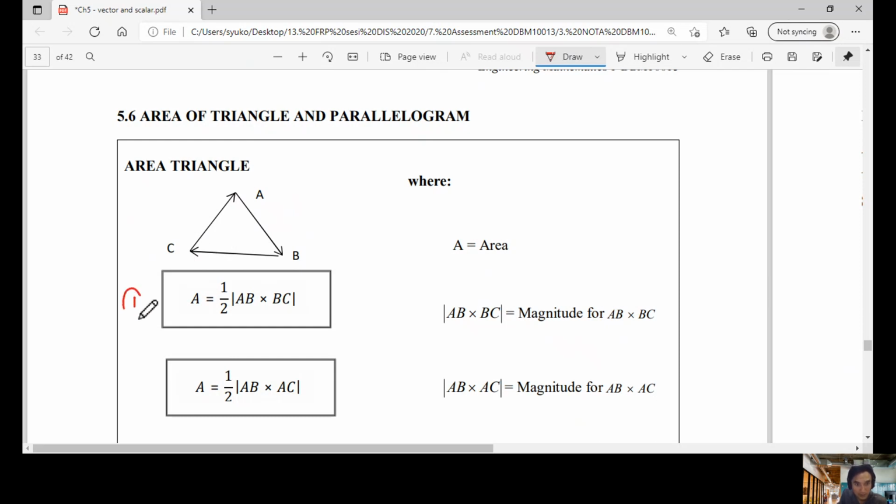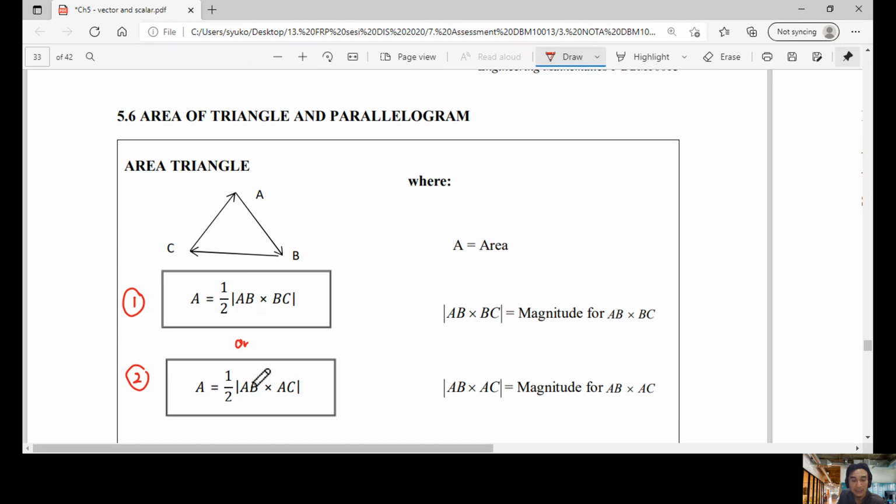Okey, so ada dua formula yang mana kedua-dua formula ni adalah formula yang sama. Okey, iaitu area equals to 1/2 times modulus AB times BC, means that AB cross product with BC. Okay, and then kita moduluskan, dapatkan dia punya nilai magnitude and then times dengan 1/2. And the second formula is 1/2 times dengan AB times AC. Okay, actually kita boleh pilih formula nombor 1 or formula number 2.